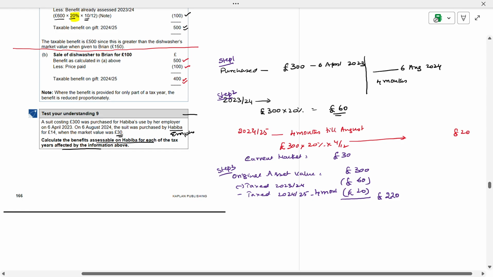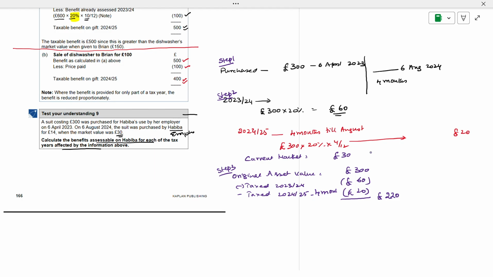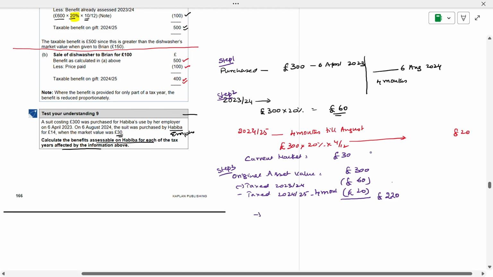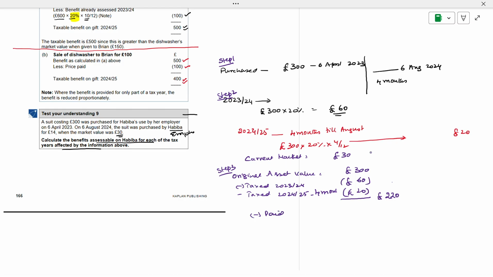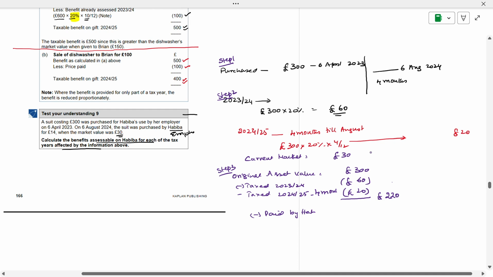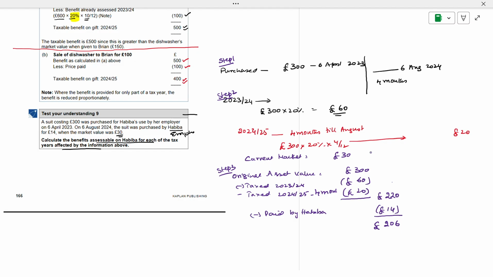Yes, sir. Okay, 220. Now the value of the asset is 220. How much has he paid? He has paid by Habiba 14. Means it comes to how much? 206. Yes or no? Yes, sir. Okay, 206.